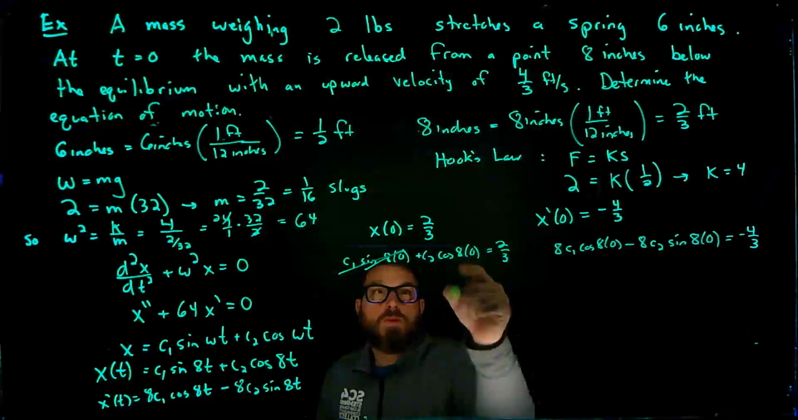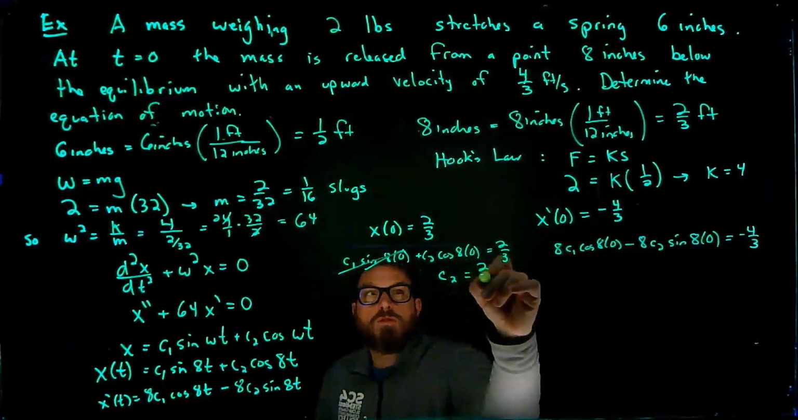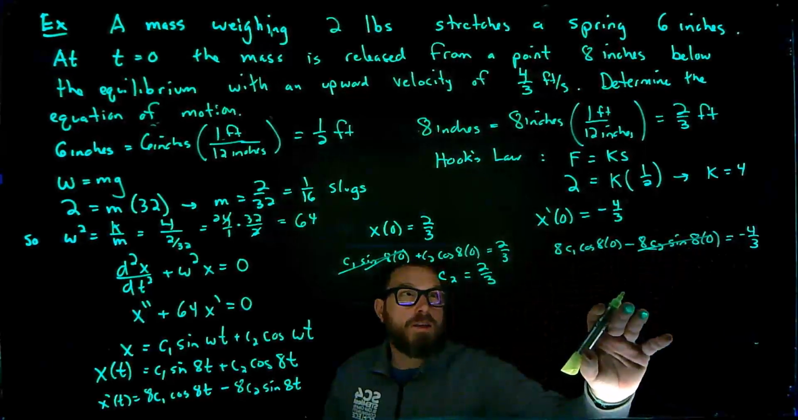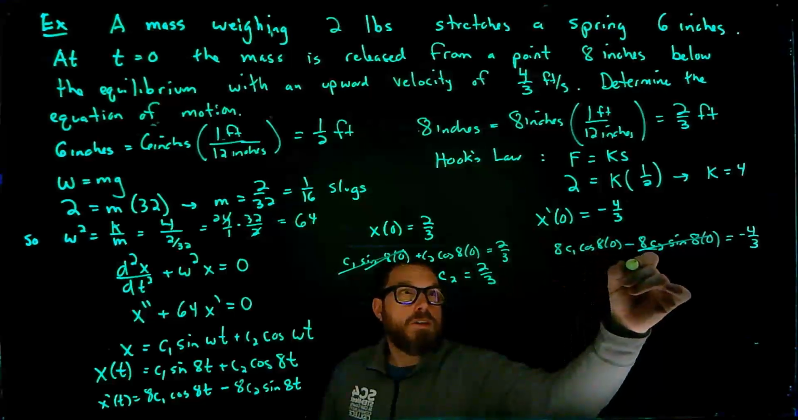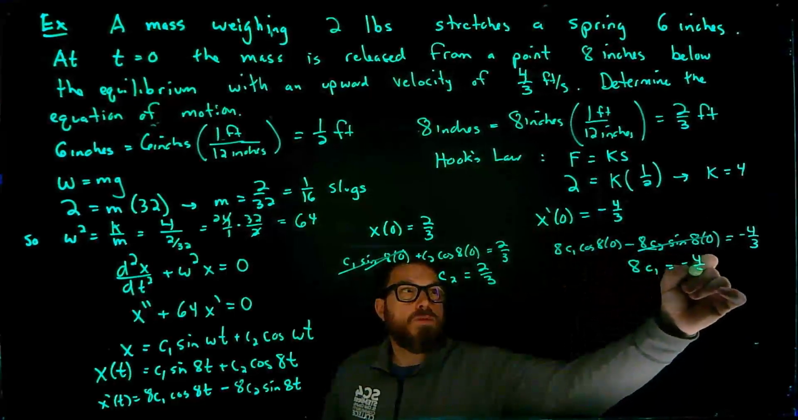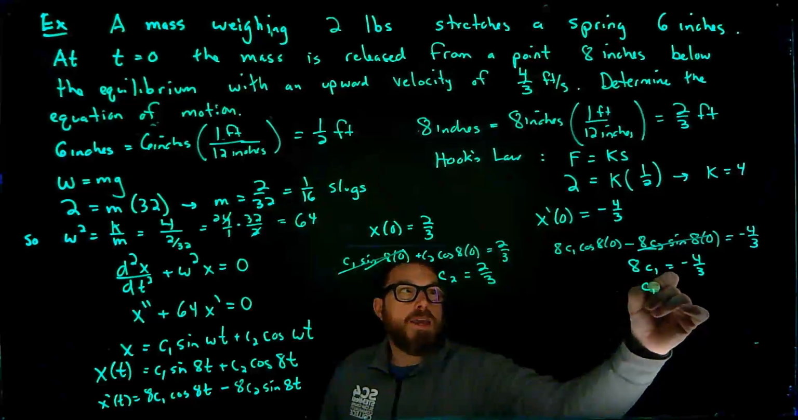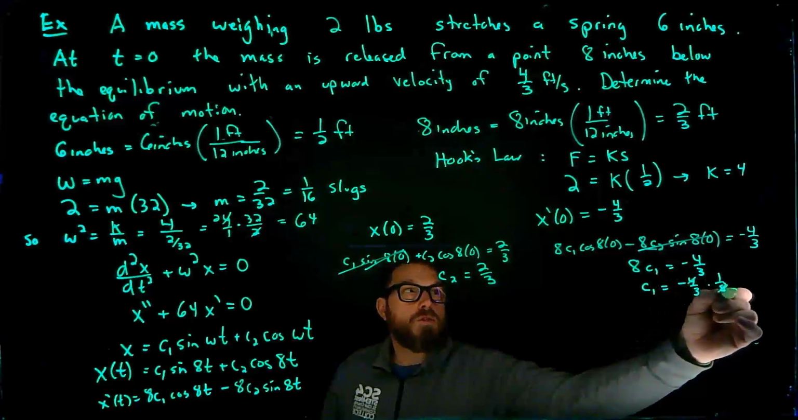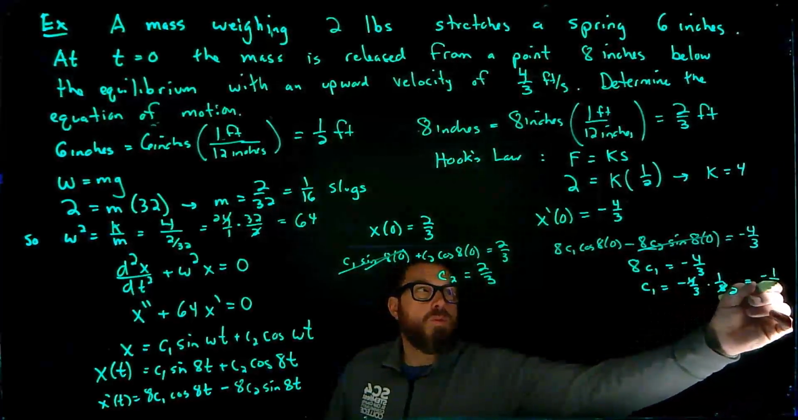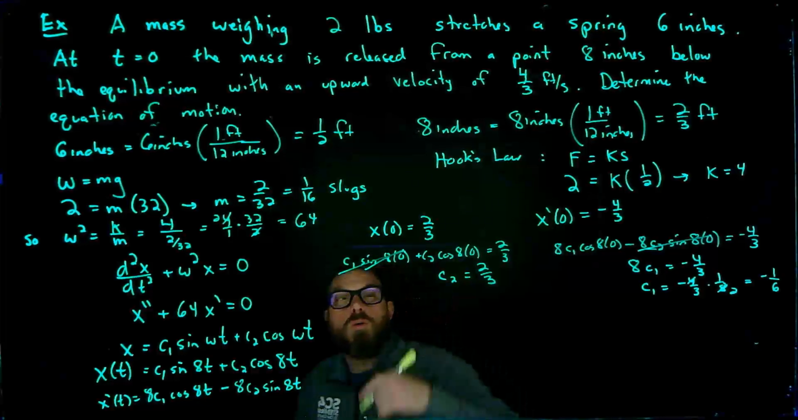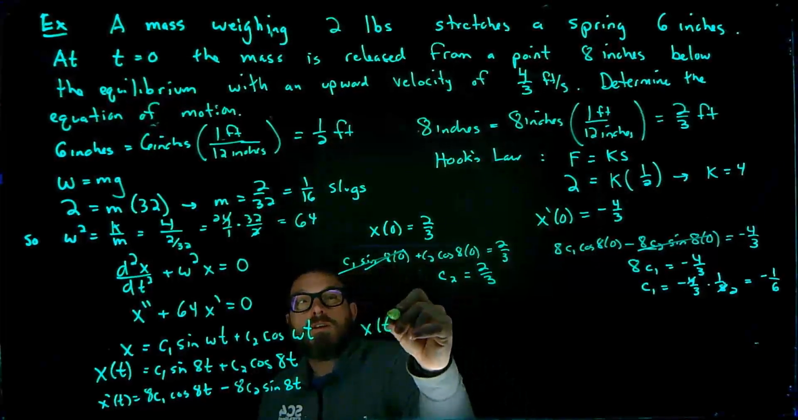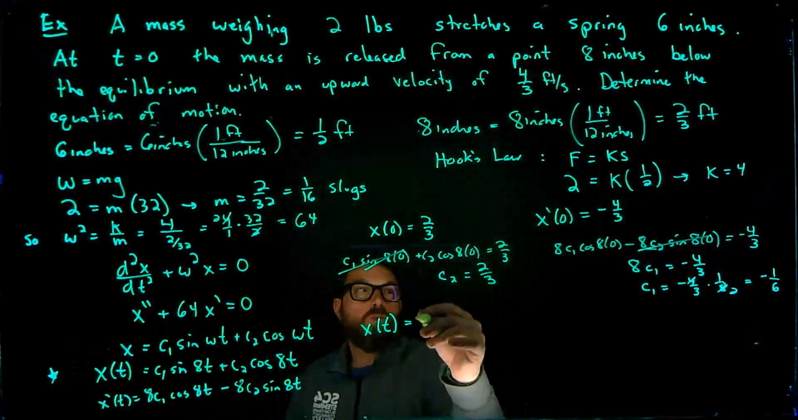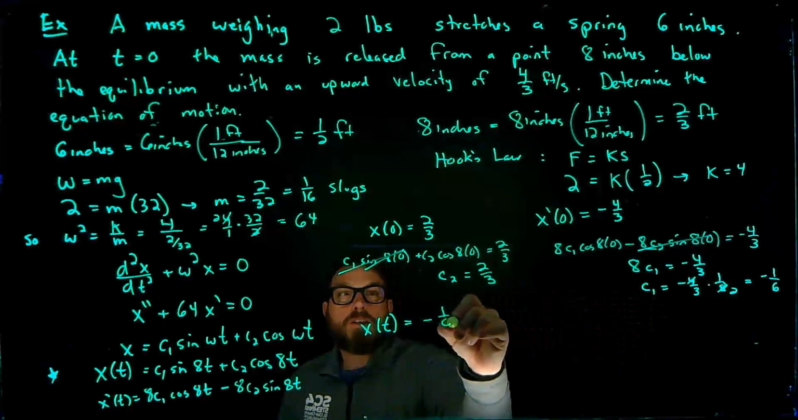And the cosine of 0 is equal to 1, so this says c2 is equal to 2/3. And similarly, the sine of 0 is equal to 0, so this entire term is gone. And the cosine of 0 is equal to 1, so this says 8c1 is equal to minus 4/3. Divide both by 8, so this is minus 4/3 times 1/8. So 4 goes into that twice, so this is going to be equal to negative 1/6.